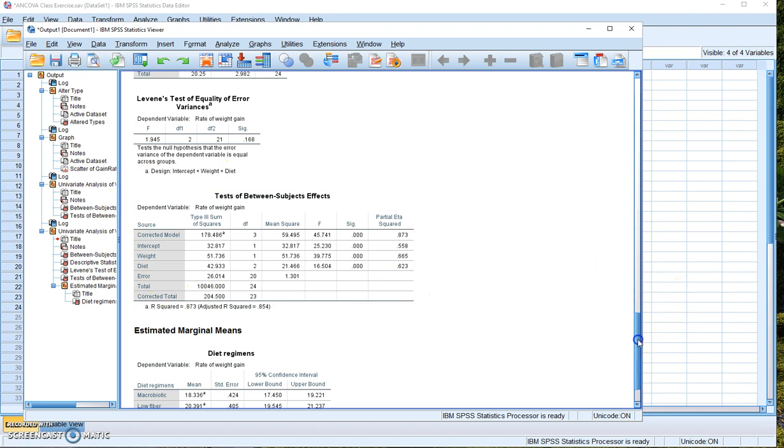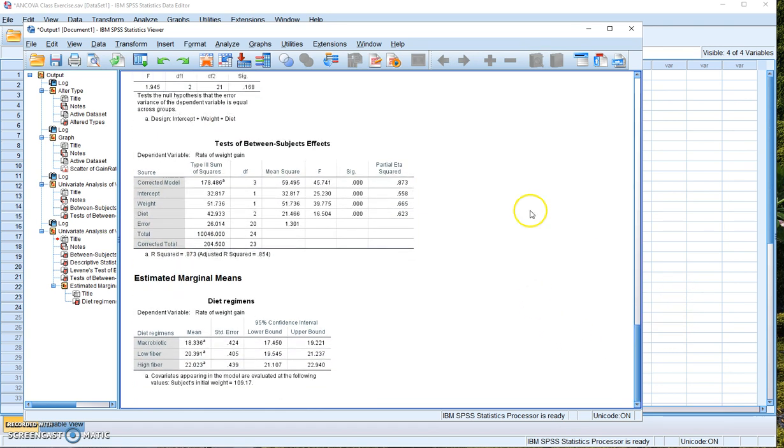It's called the test of between-subject effects. As we did in ANOVA, you can ignore three lines: the corrected model, the intercept, and the line next to the bottom, the total line. So one, two, three lines can be ignored.